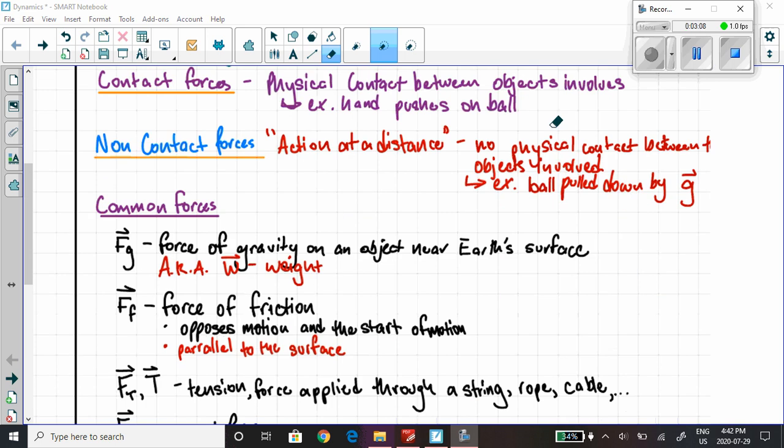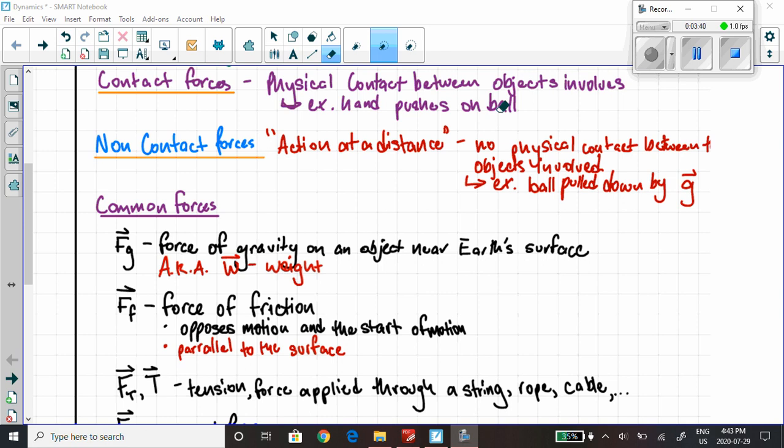Now, forces can be divided into two main categories. One of the types of forces is called a contact force, where there's a physical contact between the objects involved. Example, a hand pushes on a ball, you push against a wall, a dog pulls on a toy at one end and you're pulling on the toy at the other end. There's contact between the dog and the toy and you and the toy.